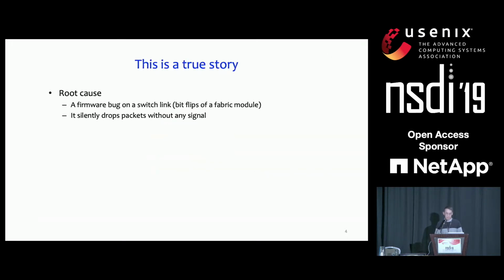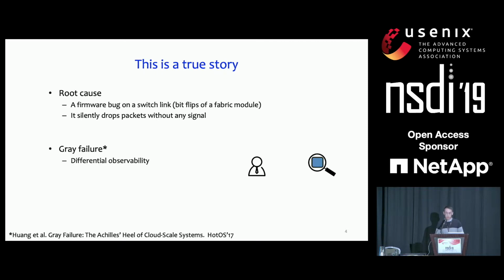As you might have guessed, this is a true story in Azure. The root cause of this disaster is a firmware bug. The symptom is that the link silently drops packets without any signal. This is one instance of a broad category of failures, which are summarized by our colleagues in Microsoft as gray failures. Gray failure is defined as differential observability, meaning that some part of the system, like the switches, might not notice a problem, even if other parts of the system, like the customer servers, are negatively affected by them.